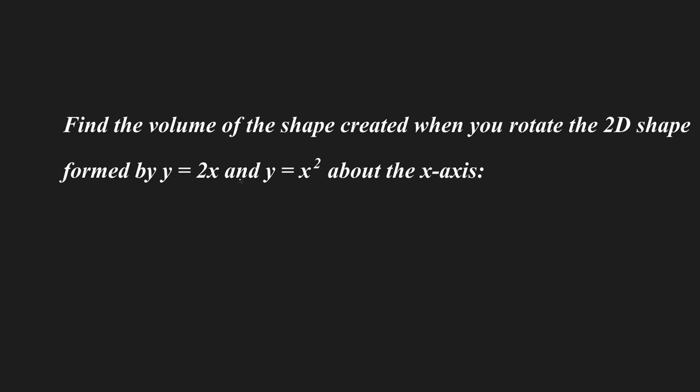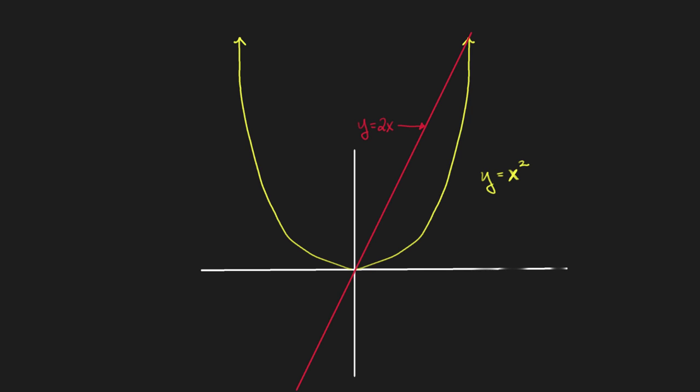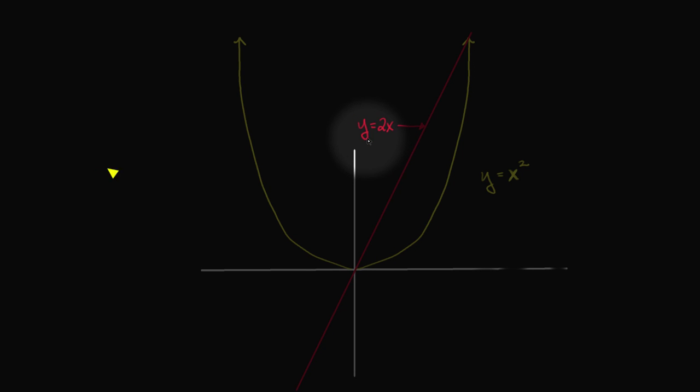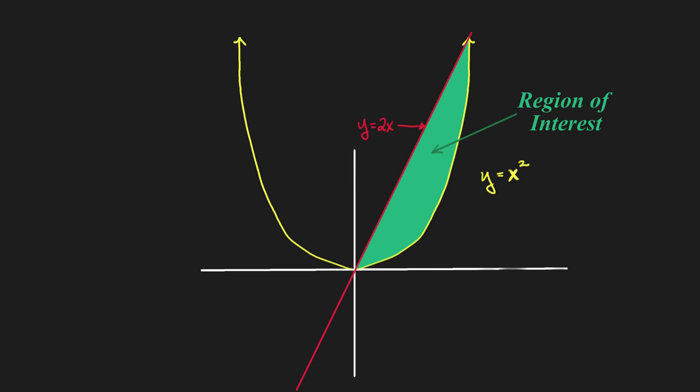So the problem itself is going to be a rotation of a shape formed by these two graphs. You should know this is a straight line and this is a parabola. So what does it look like? That would be your first question, or should be your first question. Two-dimensionally, we would have y equals 2x in red, a linear function going through the origin, and y equals x squared, which is a parabola that you've dealt with time and time again. So the region of interest is what we're looking for in green.